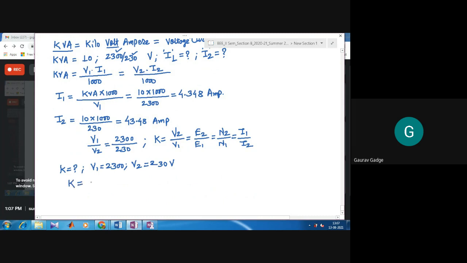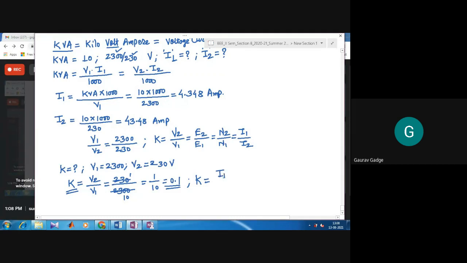K is equal to, now what is the formula? V2 upon V1. So V2 is 230 and V1 is 2300. So here 230 ones are, 230 tens are. So how much is it? 1 upon 10, and therefore it is equal to 0.1. So what is the value of K? K is 0.1. If you ask me, sir, can that K be equal when we have I1 upon I2?